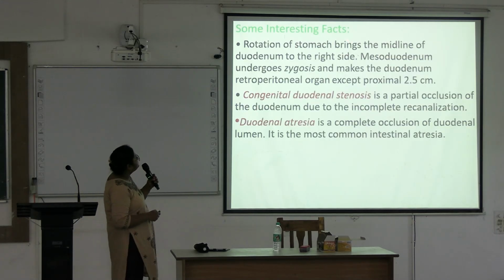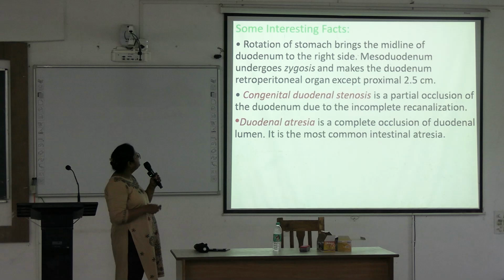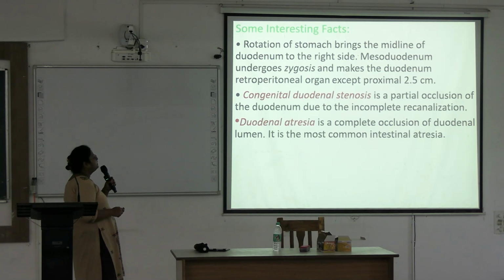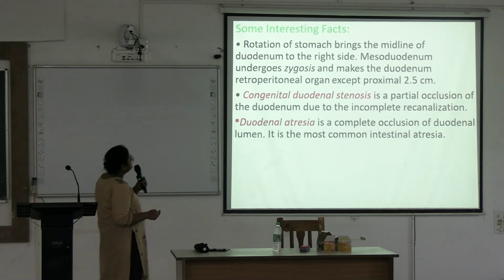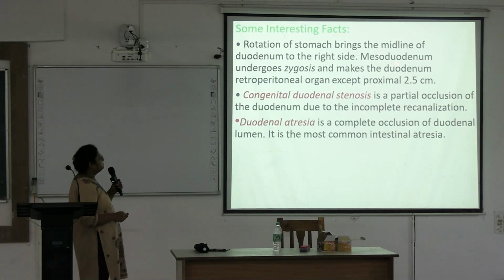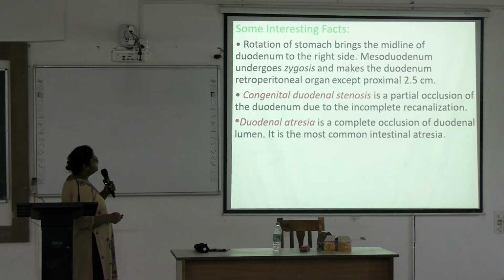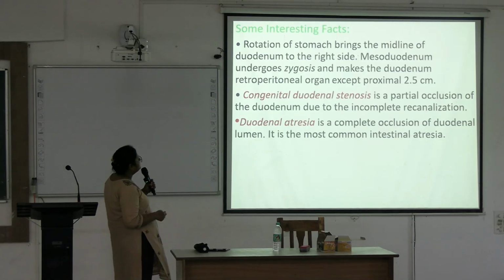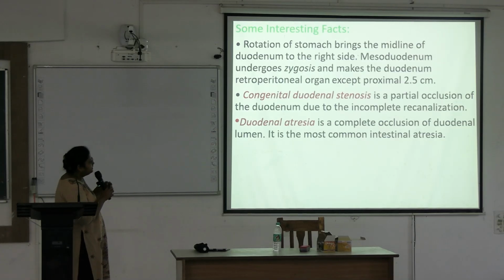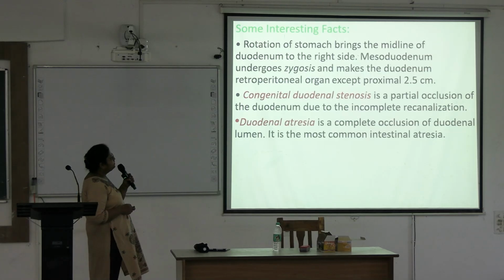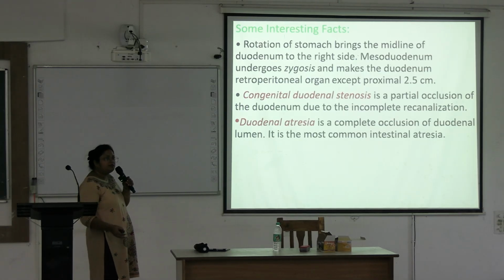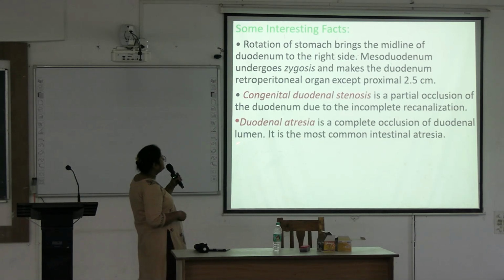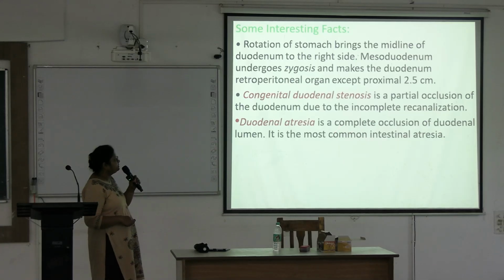So these are some clinical aspects during the development. Rotation of the stomach brings the midline of the duodenum to the right side, and mesoduodenum undergoes zygosis and makes the duodenum a retroperitoneal organ except the proximal two-third, 2.5 centimeter. And congenital duodenal stenosis, it is partial occlusion of the duodenum due to incomplete recanalization of the duodenum. Next is duodenal atresia. It is complete occlusion of the duodenal lumen. It is the most common intestinal atresia.